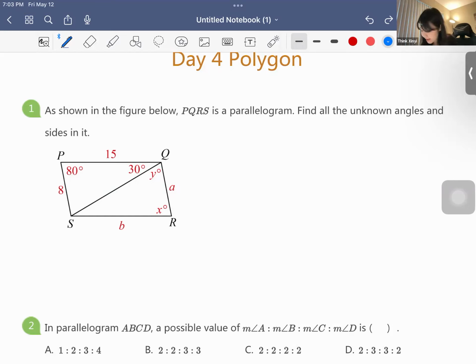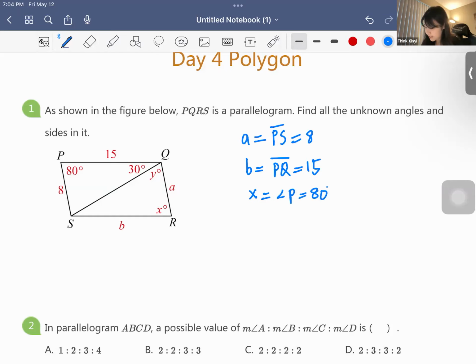So we currently have PQ equals 15 and PS equals 8. Based on the properties, we know the opposite sides are parallel and equal to each other. So we can have A equals PS equals 8, and we can have B equals PQ equals 15. And for the X, the opposite angle is the angle P, so we have it equals 80 degrees.